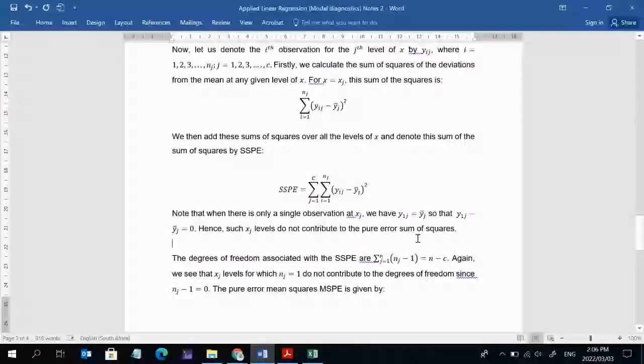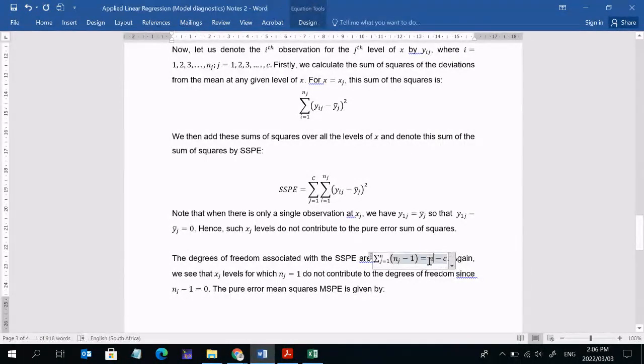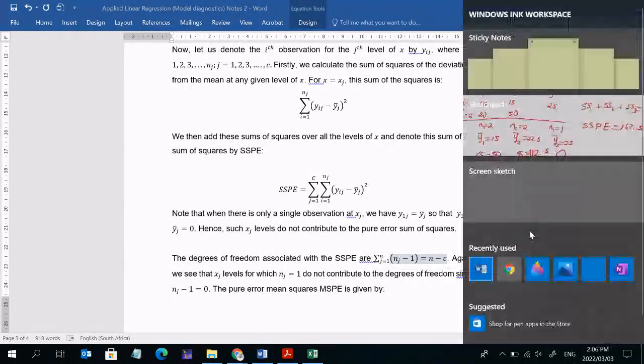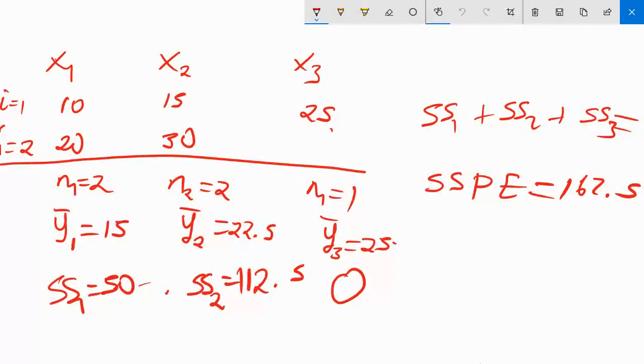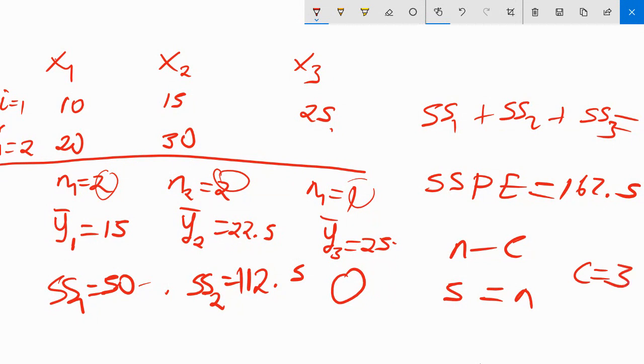So that will give us the SSPE. And we are saying the degrees of freedom for SSPE is N minus C, and C is the number of X levels. Our N is 5 because it's the sum of 2 plus 2 plus 1, and our C is equal to 3 because it's the number of X levels: 1, 2, 3. So we have N minus C, which is 5 minus 3, and that will give us 2.